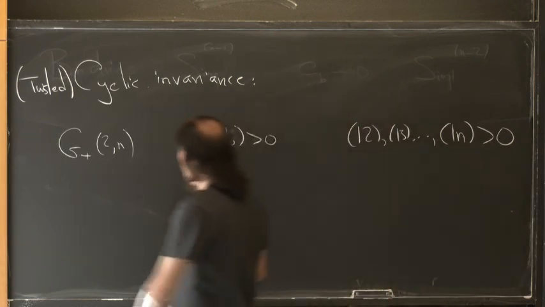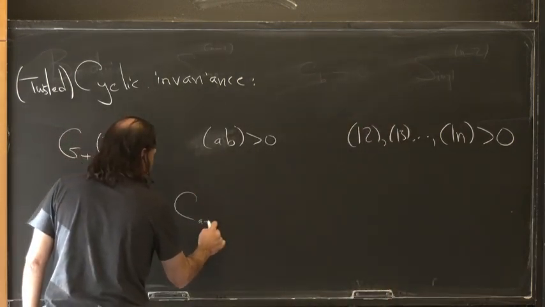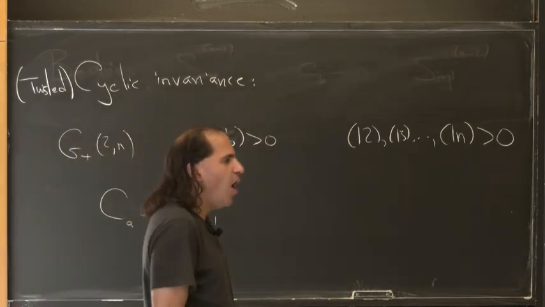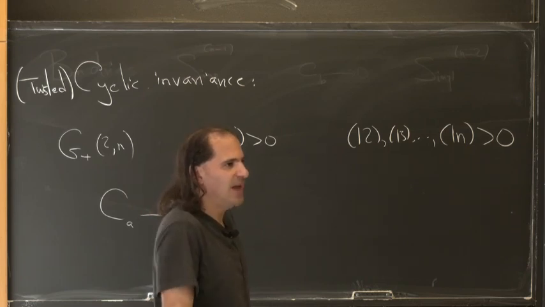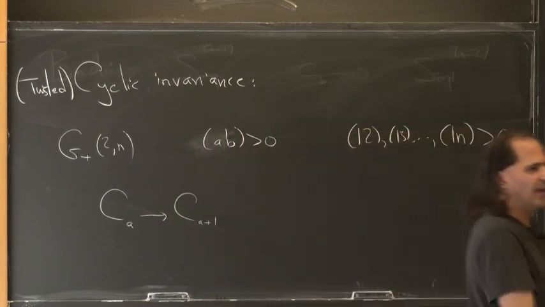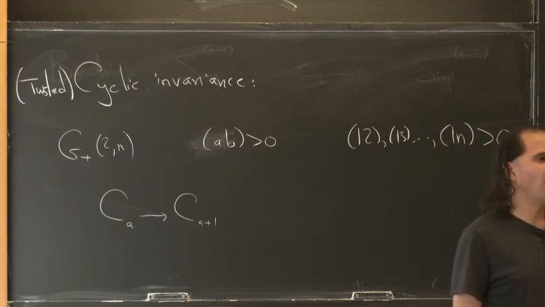But now if you take the column C_a and just shift it to C_(a+1), then they're almost all positive again, right? For example, 3, 4 will go to 4, 5. 3, 7 will go to 4, 8, right? So they're all positive. The only problem is the ones that are going to wrap around the end.